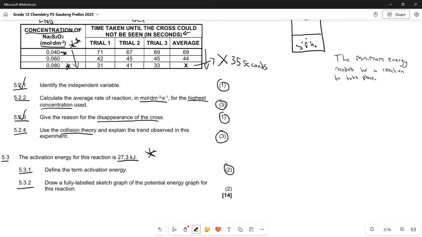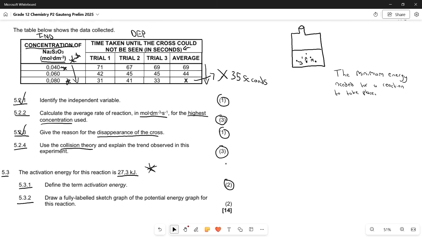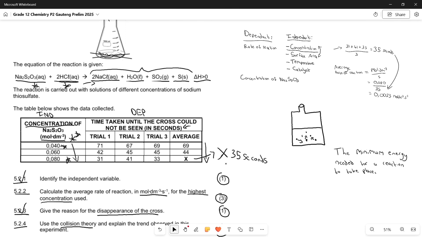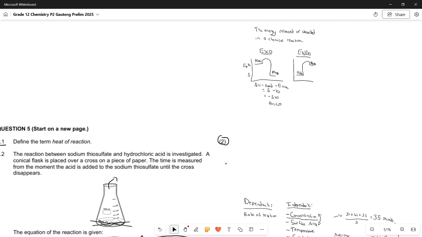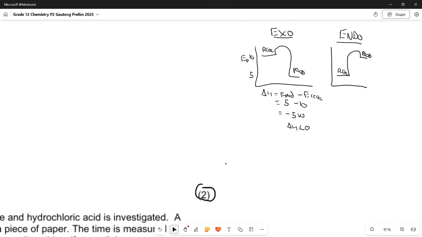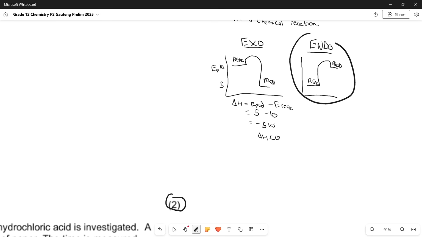And then 5.3.2 says draw a fully labeled sketch graph of the potential energy graph for this reaction. Like we established, this is endothermic. If we look all the way up here, again, it will be some sort of shape like this. Now they've just given us the activation energy from the reactants to the products, to the peak, in order for these reactants to convert to products. So we're just going to redraw this and then label it correctly, and we'll earn our 2 marks over there.